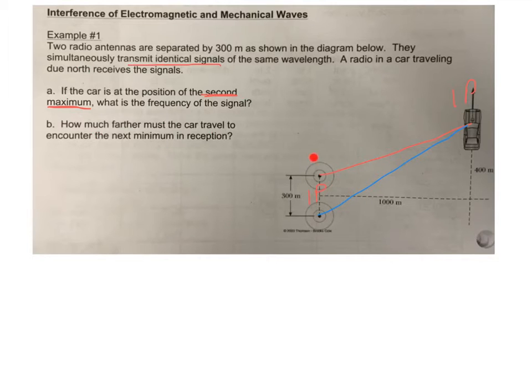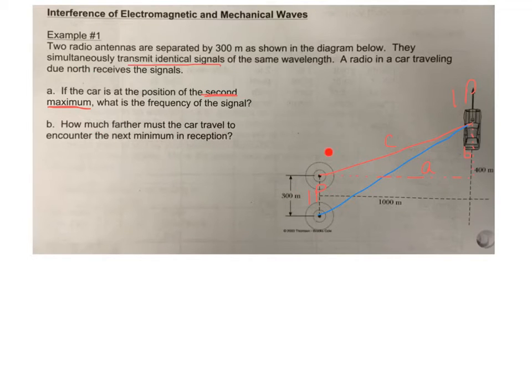Because they start in phase and they end in phase, then we know that in order to get a maximum right here, their path difference has to be a multiple of the wavelength. In order to reach the second maximum, we know that it has to be twice the wavelength for that. Here's what it would look like.